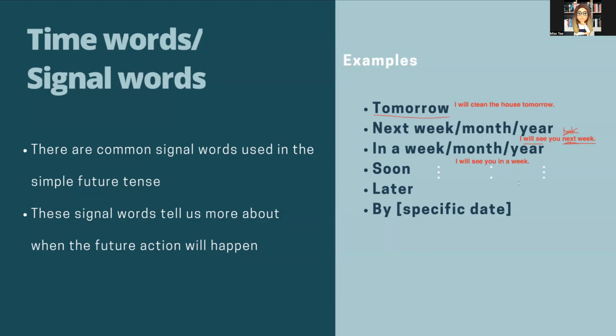The next one we can say is "soon." Soon is a really common one that we say. I will eat dinner soon. So here it doesn't really tell us too much information about it, but it tells us that it's going to happen at some point in the near future. So "soon" is a good word to show the near future.